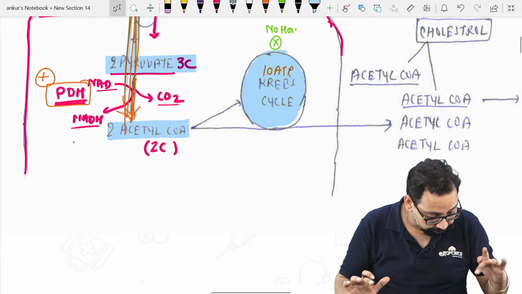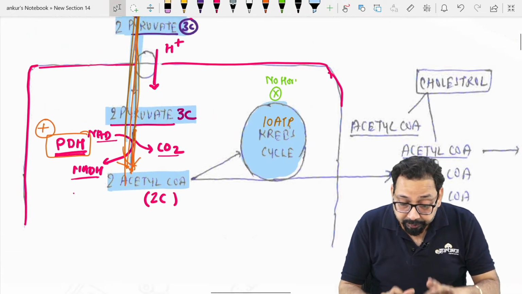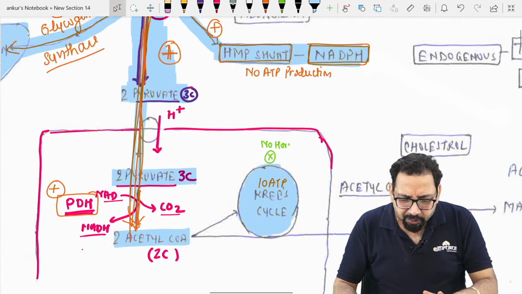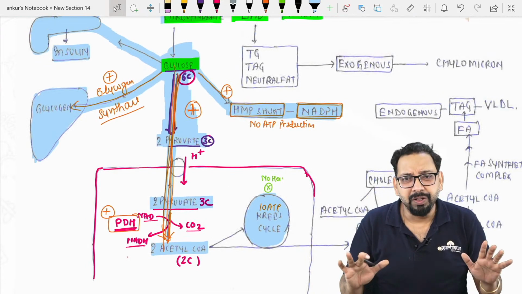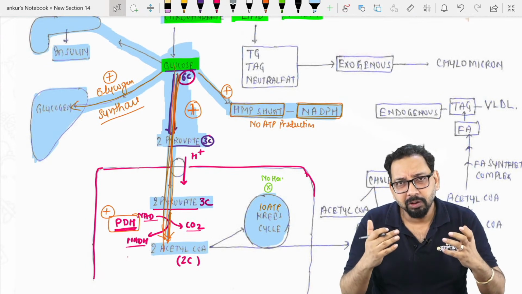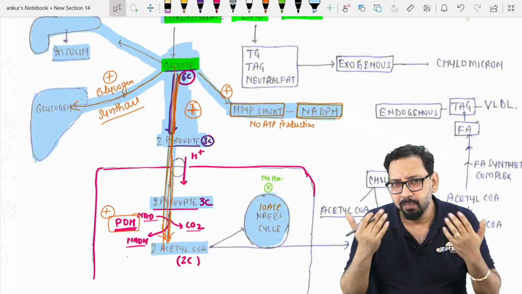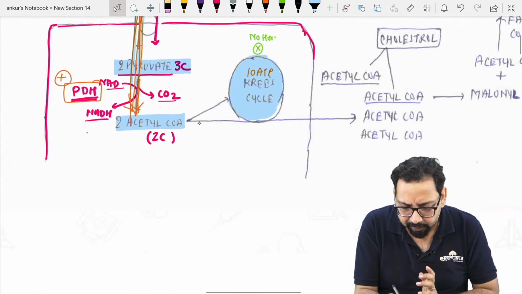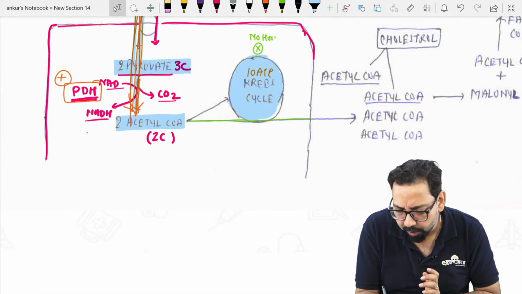Now, when energy requirement of the cell is fulfilled, even if the glucose is more and more, now these acetyl coenzyme A will be thrown outside.